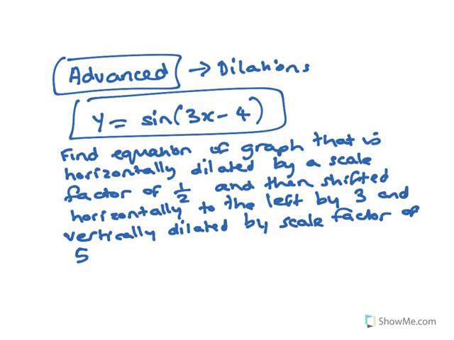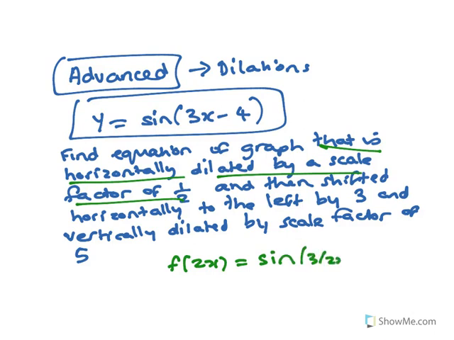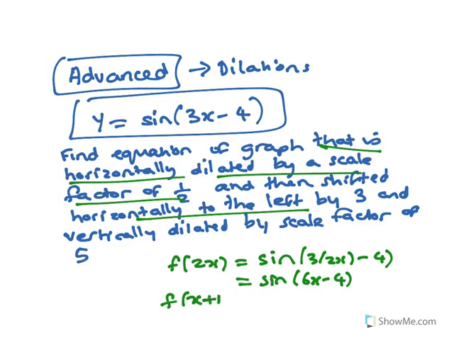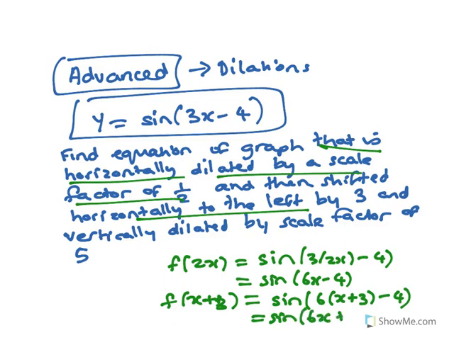So I've done a big question here. We want to, first of all, in this order, horizontally dilate by a scale factor of 1/2. So that would be f of 2x, which is sine of 3 times 2x minus 4, which is sine of 6x minus 4. And then you want to move it to the left by 3. So that's f of x plus 3. So that's sine of 6 times x plus 3, minus 4, which is sine of 6x plus 18 minus 4, which is sine of 6x plus 14.